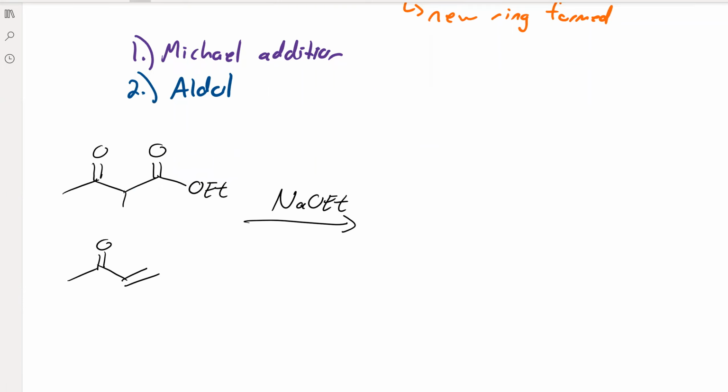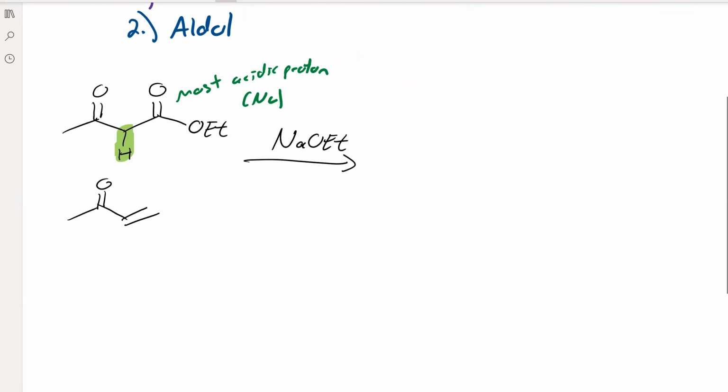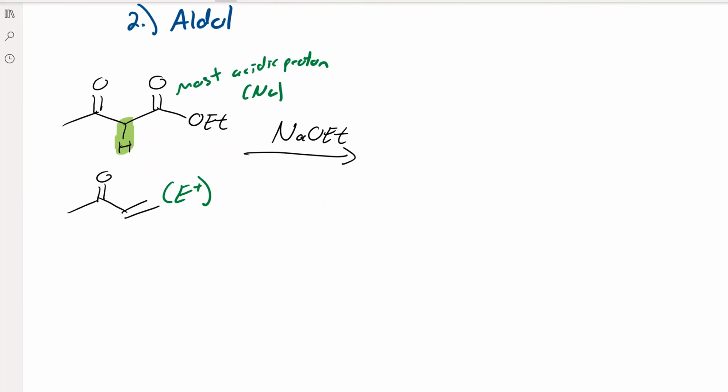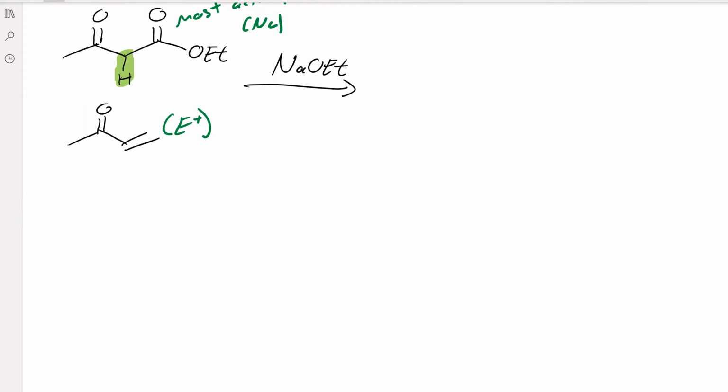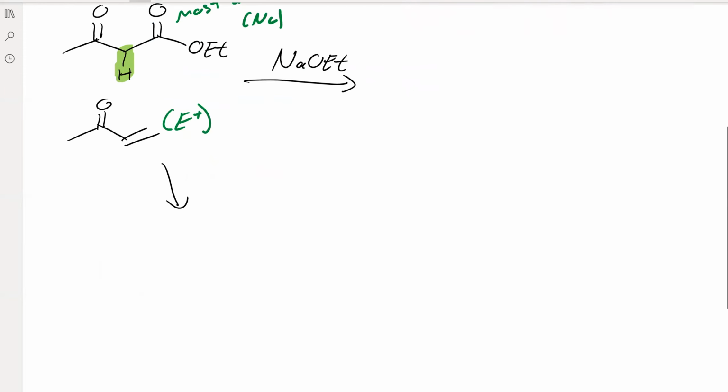In this case, we can add both of them at the same time because this proton right here is significantly more acidic than any other proton. So that's what's going to be deprotonated. All right, so that's the most acidic proton, and that's going to cause our compound to act as the nucleophile. And then this guy down here is going to be the electrophile. And so after that first step, after that Michael addition, our end product is going to look like this.